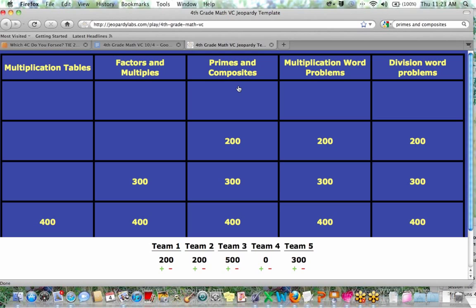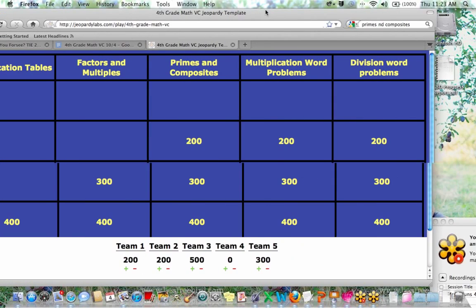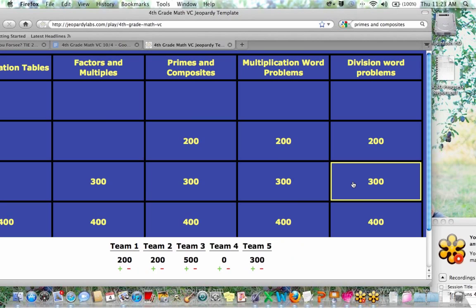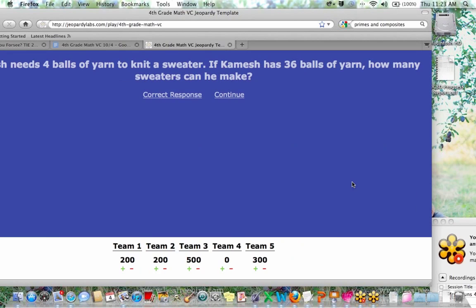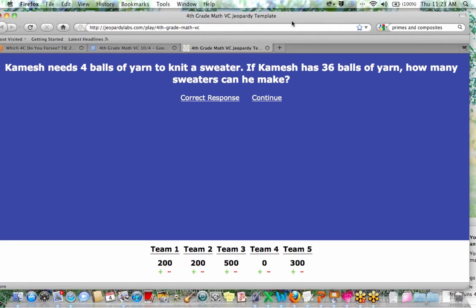Division word problems for 300. Woo, she's getting crazy. Division word problems. Here we go. All right. Kamish, what a strange name. Kamish needs 4 balls of yarn to knit a sweater. If Kamish has 36 balls of yarn, how many sweaters can he make?